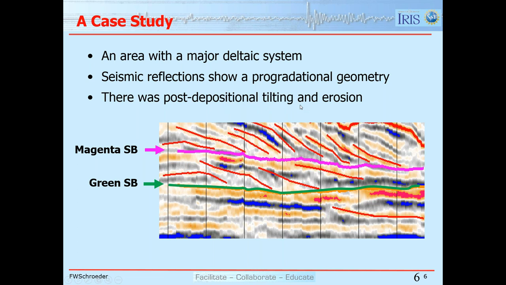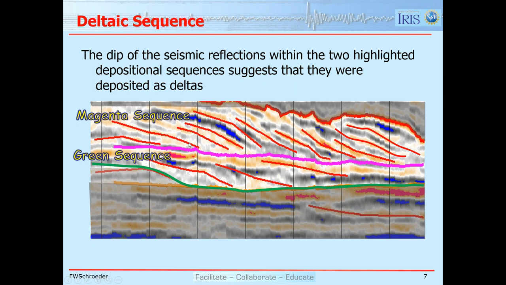So if we look at this interval, I've highlighted the green sequence, which is the sequence on top of the green sequence boundary, and the magenta sequence sitting on top of the magenta sequence boundary. And here's where you can see some evidence for some downcutting erosion post-depositionally.